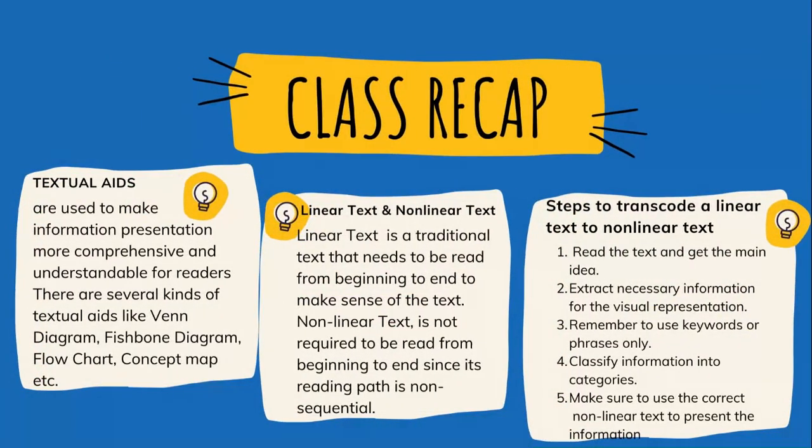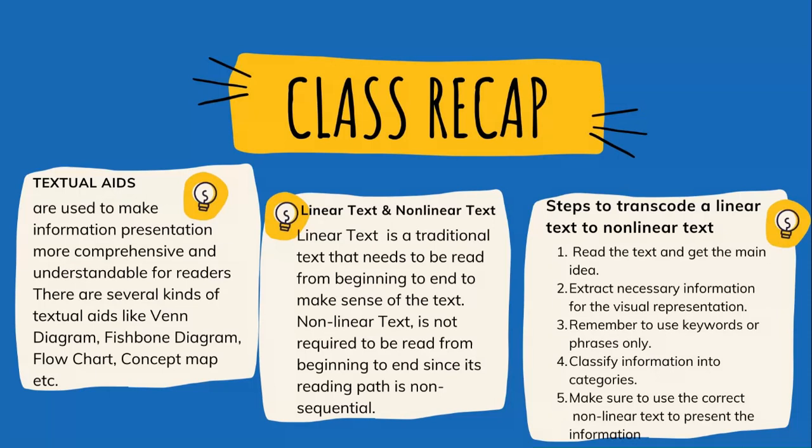So let's now have a class recap. What is textual aid? Textual aids are used to make information presentation more comprehensive and understandable for readers. There are several kinds of textual aids like Venn diagram, fishbone diagram, flowchart, concept map, and others. Linear text and nonlinear text. Linear text is a traditional text that needs to be read from beginning to end to make sense of the text. Examples are stories, novels, letters, and educational texts, while nonlinear text is not required to be read from beginning to end since its reading path is non-sequential. Examples of nonlinear text are visual aids such as graphic organizers, concept maps, diagrams, and charts.